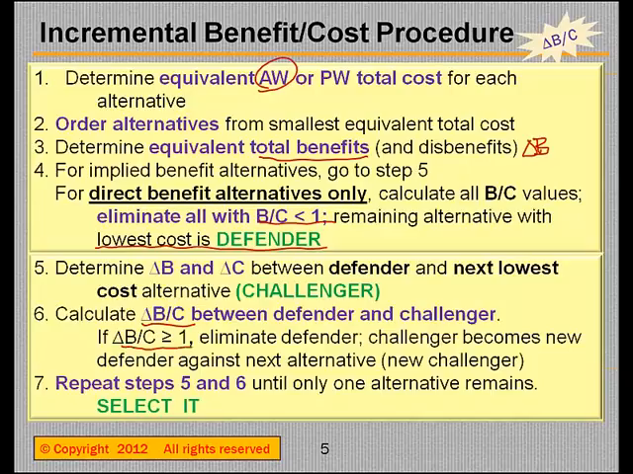If it is greater than or equal to 1, eliminate the first alternative, that is, the defender, and form the next comparison with a new challenger. However, if delta BC is less than 1, keep the current defender. Remove the current challenger now and identify the next challenger. For the last step, number 7, continue eliminating until one alternative remains. Select it as it is the best economically. It has the largest justified cost using the BC method, and it will be the same selection as that for other methods: annual worth, present worth, future worth, and rate of return method.